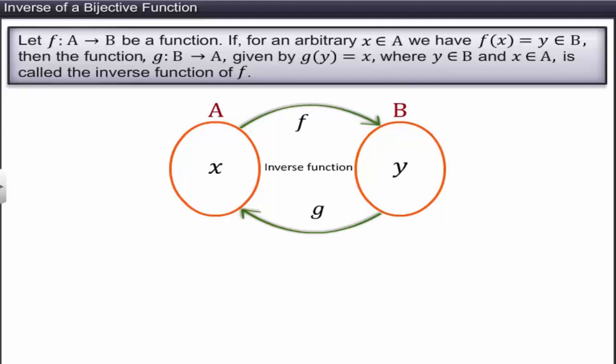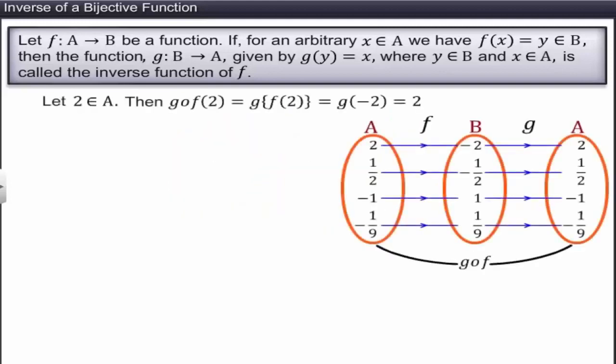Let's now move on and see when a function is said to be invertible. Let 2 be an arbitrary element in set A. Then g circle f of 2 is equal to 2. In general, g circle f of x is equal to x for all x belonging to set A. This implies g circle f is an identity mapping on A.